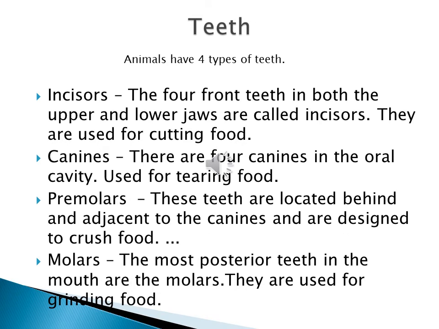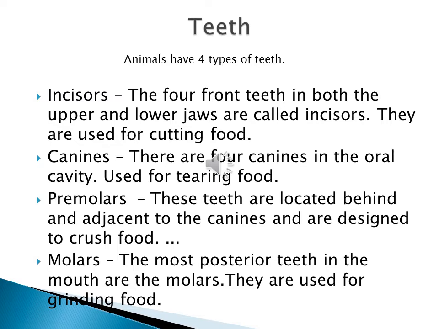In this slide we will learn about the types of teeth we have. We have actually 4 types of teeth. The front 4 teeth are called incisor teeth and they are used for cutting and biting the food. Then come canine teeth. They are also 4 in number and they are used for tearing the food. In wild animals, their canine teeth are more pointed.